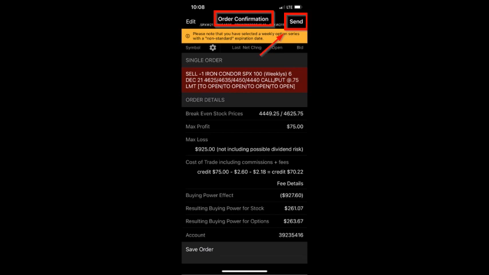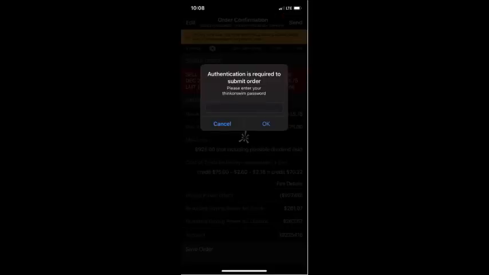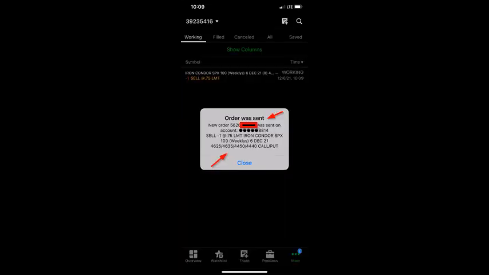You will then have to enter your password and tap OK. You will get an order was sent message. This only means that the order was sent. It does not mean it has filled.